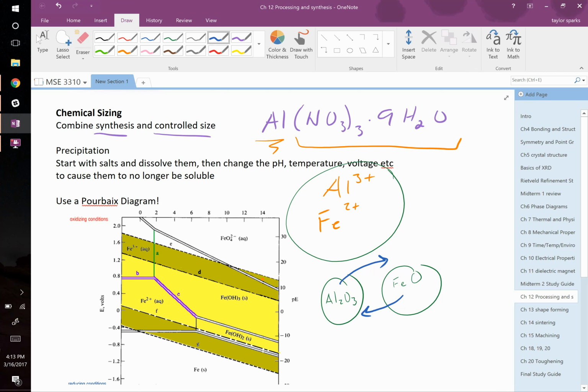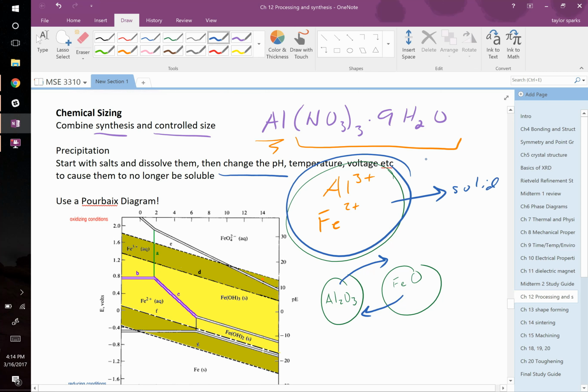So once they're in solution, what's the next step? Typically, you change the pH, temperature, or voltage, or sometimes all three. Generally speaking, most simple is just to change the pH. You change one of these things, though, and you cause whatever this mixture is here to be no longer soluble, and so it comes out as a solid. It goes liquid to solid. And as it comes out to a solid, hopefully your ions will still be mixed together in this intimate atomic ratio where they're going to be mixed together very, very nicely, right?